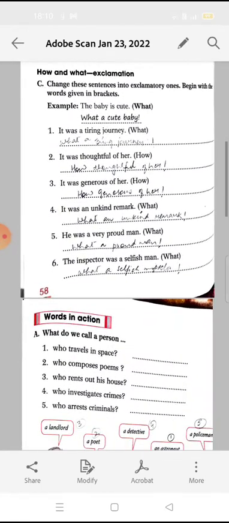He was a very proud man. What a proud man. We use exclamations when the things are too much. For normal things, we don't use exclamations. Suppose somebody is okay, nice looking, we don't say how beautiful. But only if somebody is very beautiful, then we say, how beautiful. What a beauty.